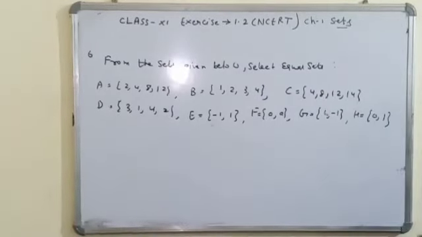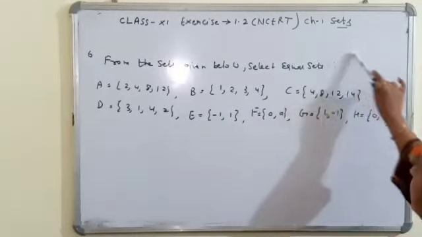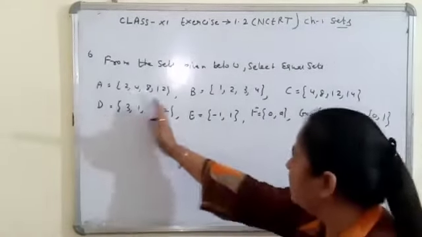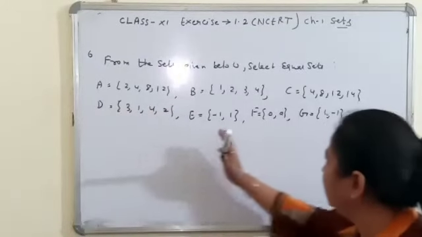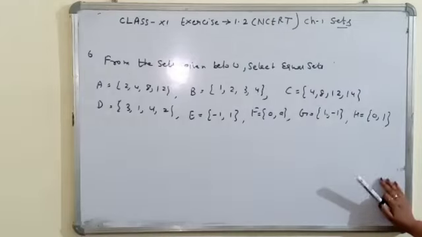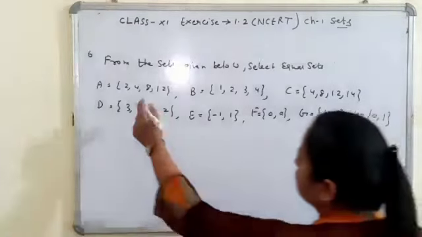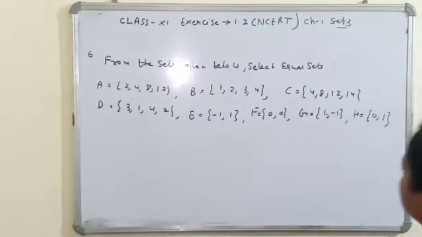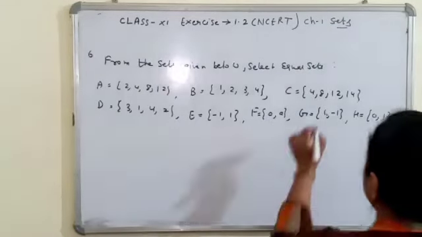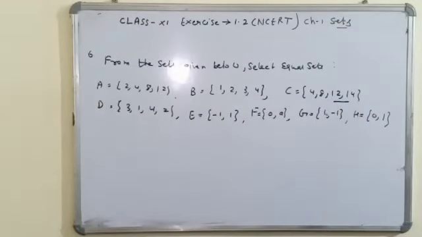Now let's see question 6. From the given sets, select the equal sets. Here we have sets A, B, C, D, E, F, G, H given to us and we have to find out which of the following are equal. So let's see it. First is 2, 4, 8, 12. Which set has these elements? This has 4 elements, but the elements are not equal.